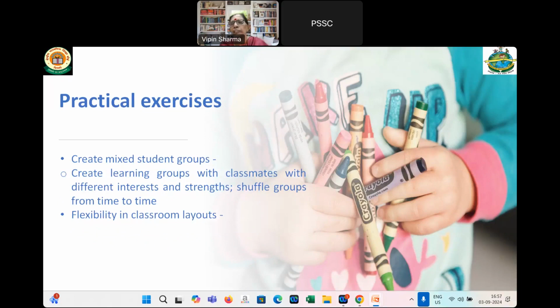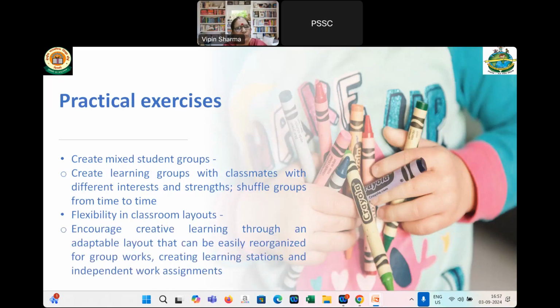This is very important. You're talking about seating plan, no? Let us have mixed groups. Sometimes with the classmates, sometimes with different interests. Shuffle groups from time to time. This is important. Then they will learn better.